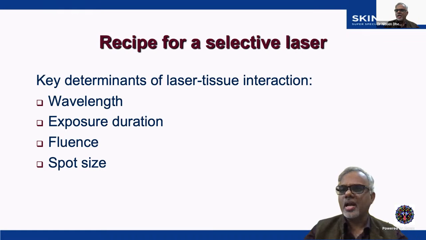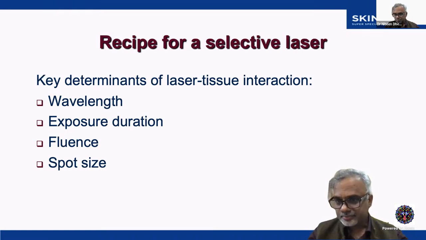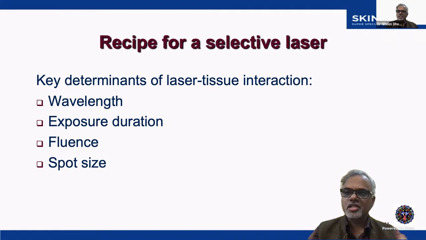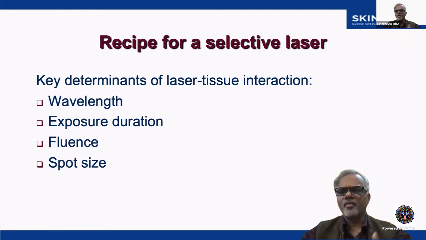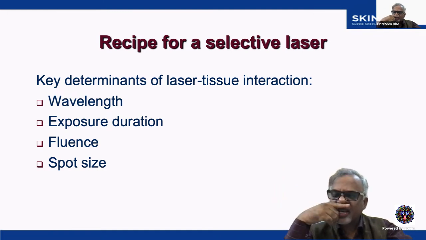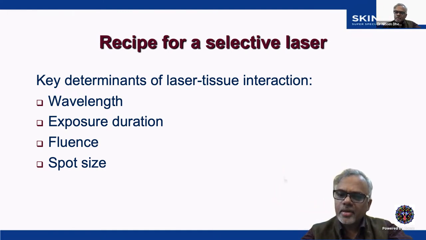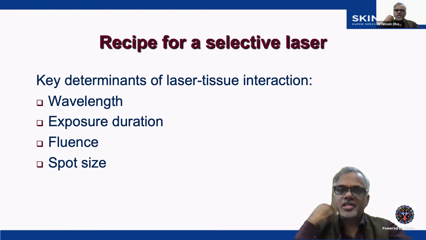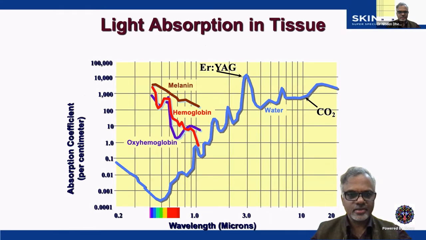By adjusting the parameters of the laser light. Which parameters? Wavelength, exposure duration, fluence, and spot size. If you adjust these parameters, then the laser becomes very selective. Out of all the heterogeneous molecules in your skin or any tissue, it can target only one molecule. And that selectivity is the magic of the laser.